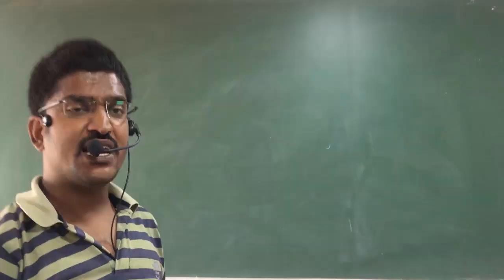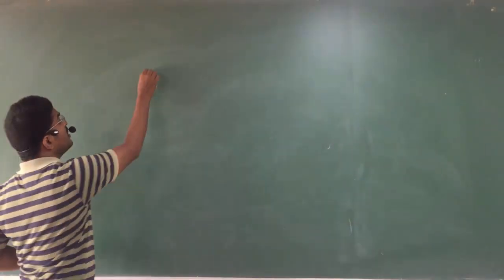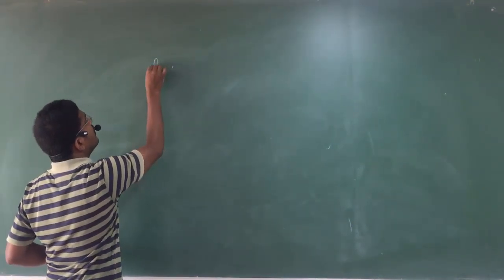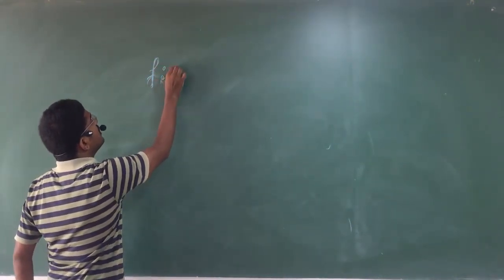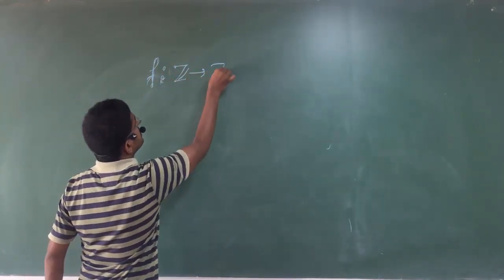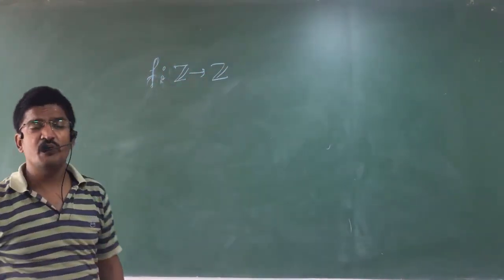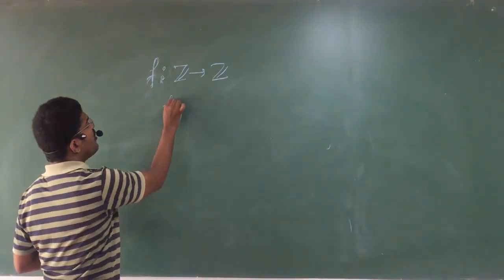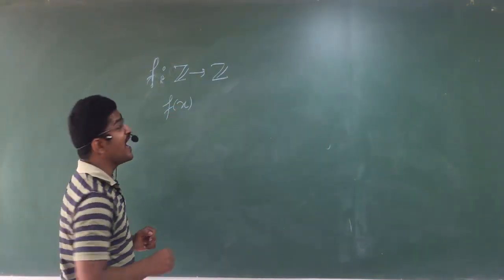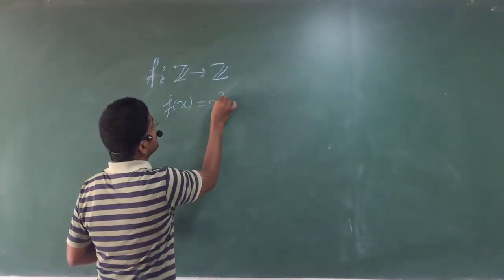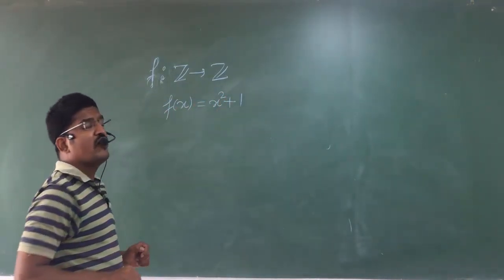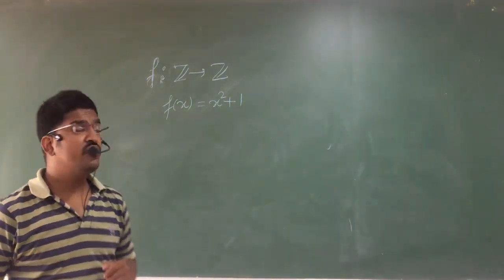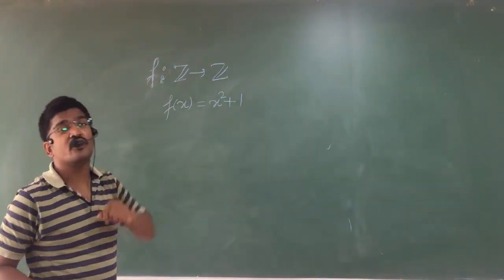Now let us choose f to be a function from integers to integers. F of x is defined as x square plus 1. Now we have to check onto for this.